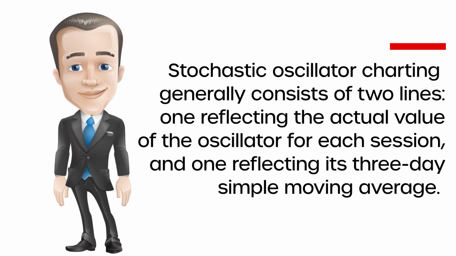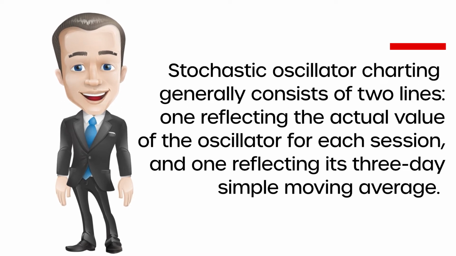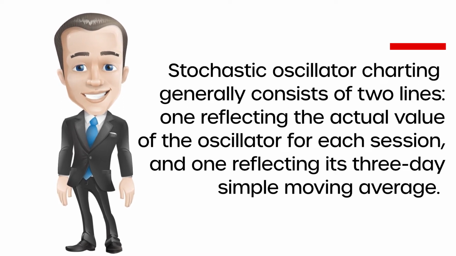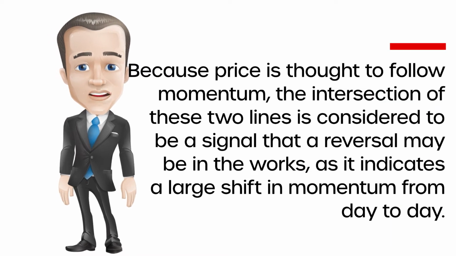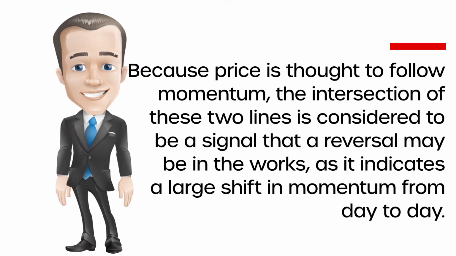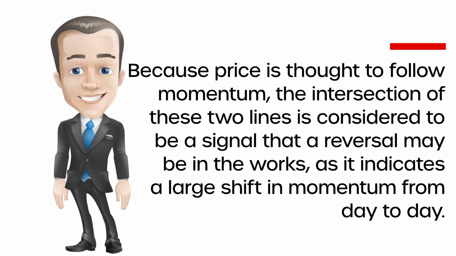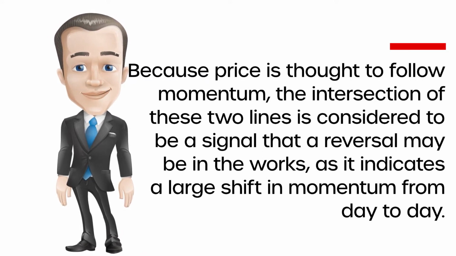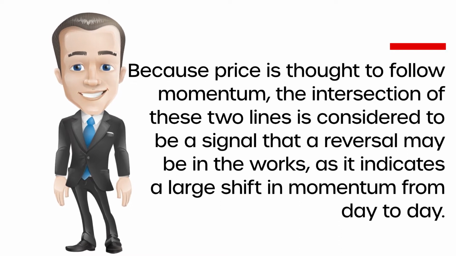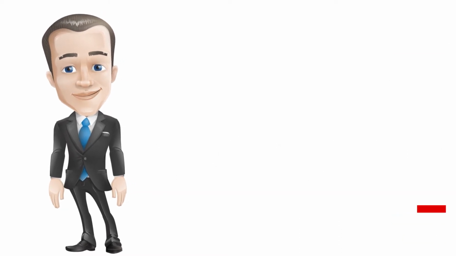Stochastic oscillator charting generally consists of two lines, one reflecting the actual value of the oscillator for each session and one reflecting its 3-day simple moving average. Because price is thought to follow momentum, the intersection of these two lines is considered to be a signal that a reversal may be in the works, as it indicates a large shift in momentum from day to day.